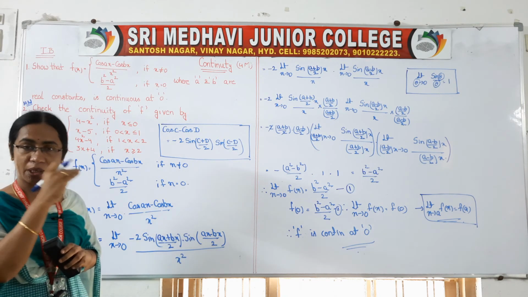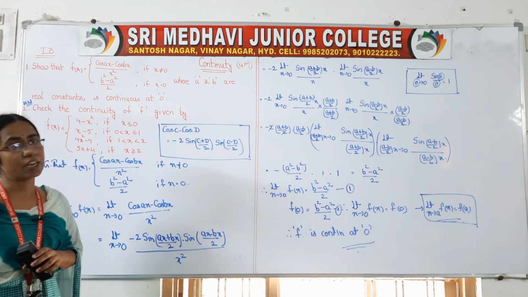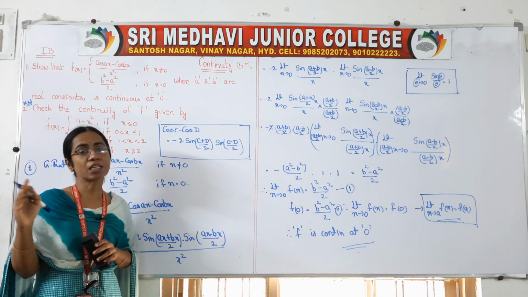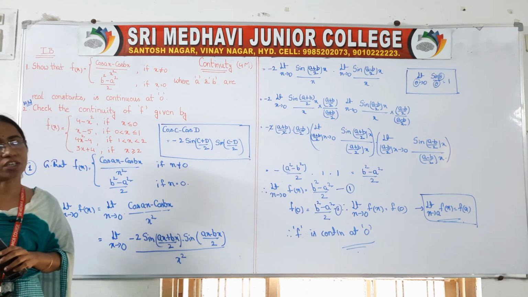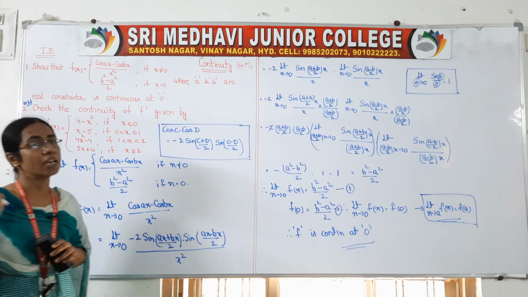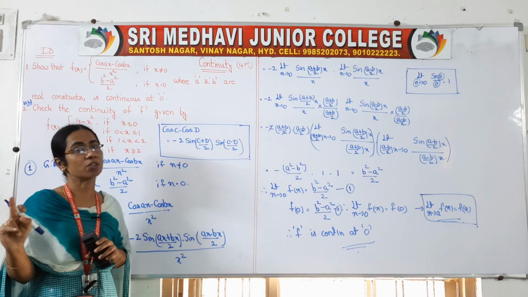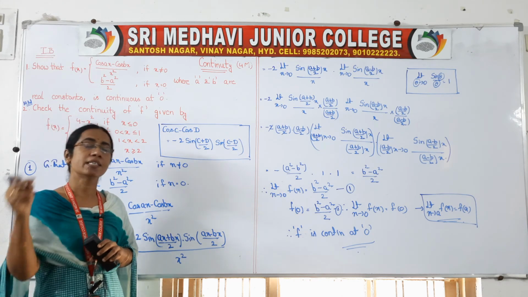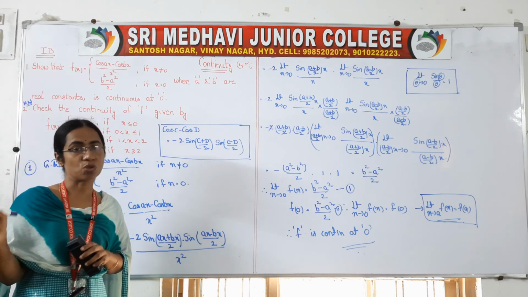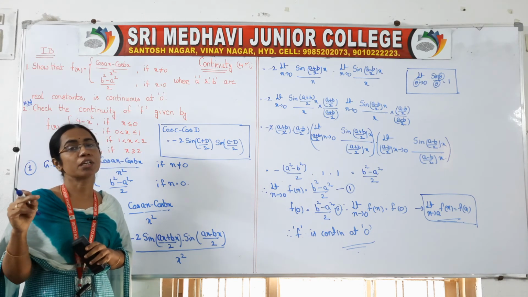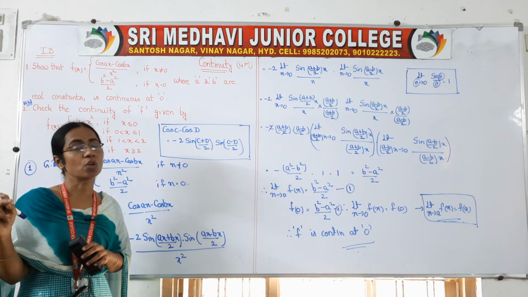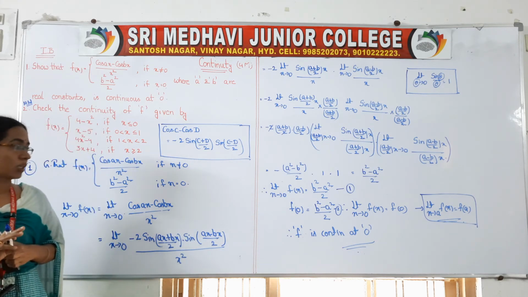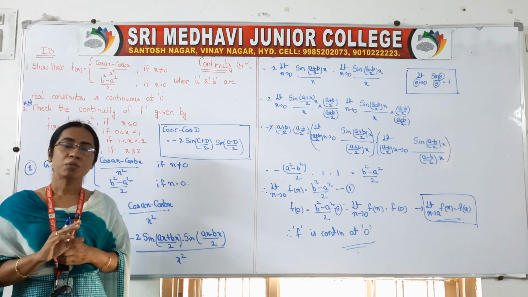In this problem, particularly, your left hand limit at 0 is not equal to the right hand limit at 0. So the function is not continuous at 0. Similarly, the left hand limit at 1 is not equal to the right hand limit at 1. So your function is not continuous at 1. Same thing with 2 also, your left hand limit at 2 is not equal to the right hand limit at 2, your function is not continuous at 2, okay. So practice these problems carefully.